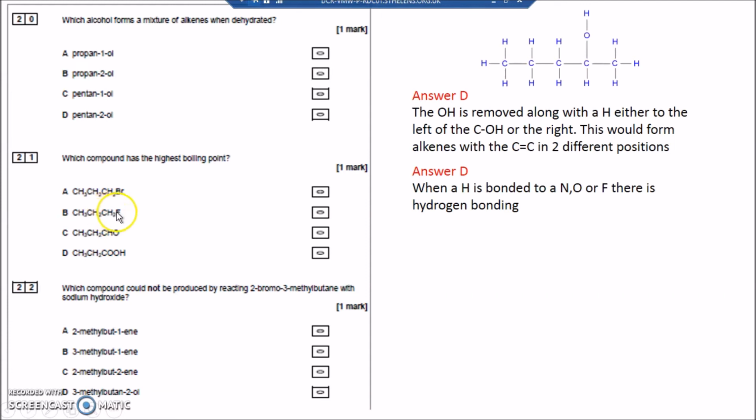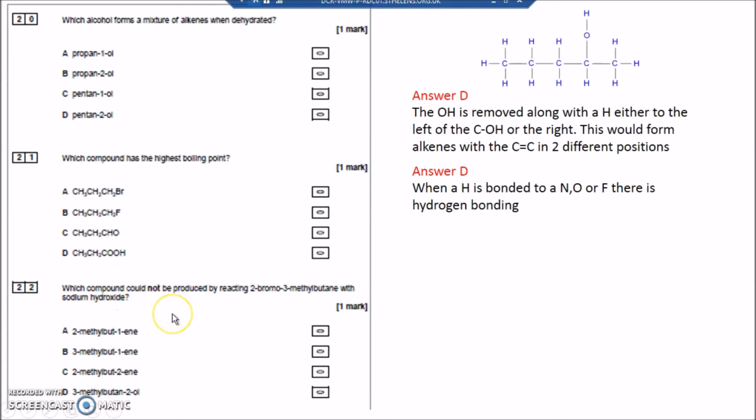This fluorine is actually bonded to a carbon here, so I'd get a polar bond, but it wouldn't be as polar as if that fluorine, or oxygen or nitrogen, were bonded to a hydrogen. It wouldn't be quite as polar being bonded to the carbon because there's not quite the difference in electronegativities. So the answer is D.